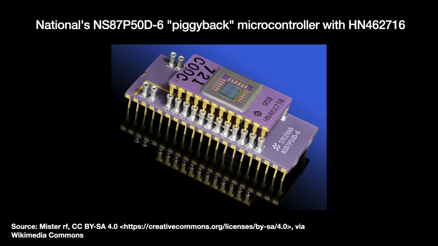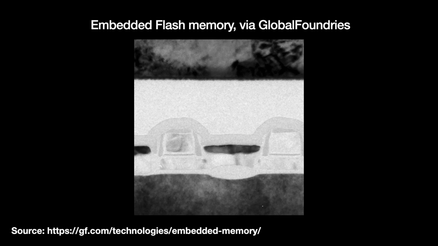Also, like SRAM, eDRAM is volatile. Once the power goes out, everything is forgotten. Ideally, we want something non-volatile, something that can hold its data when the power goes off. So over time, vendors have embedded flash memories onto the chip, embedded flash or eFlash.